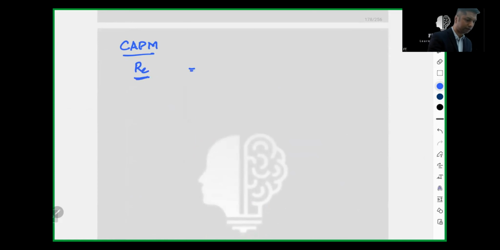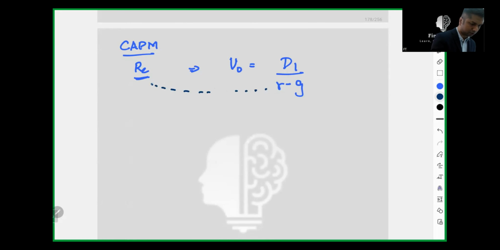So when I'm doing the DDM, the Gordon growth model, what is the valuation? My V0 is equal to D1 by R minus G. How did we get this R? It is from CAPM, right? So this is how we got it.